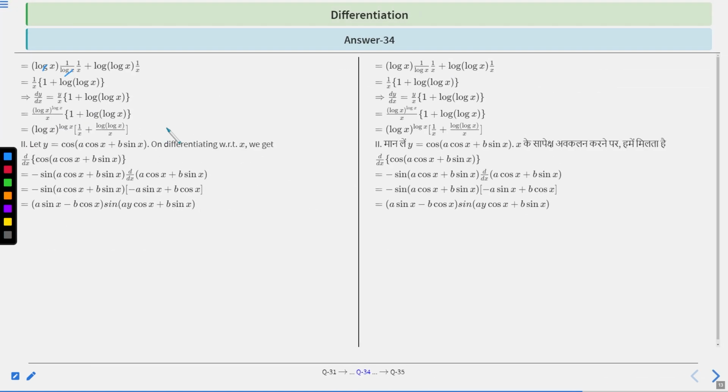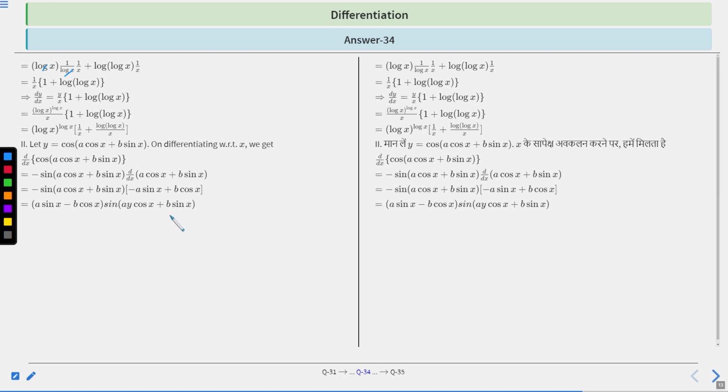Now let's verify statement 2. Let y is cos of a cos x plus b sin x, right? As given. Now on differentiating with respect to x, we get d/dx of cos of a cos x plus b sin x is equal to minus sin of a cos x plus b sin x into d/dx of a cos x plus b sin x, right? We have applied the chain rule, which is equal to minus sin of a cos x plus b sin x into minus a sin x plus b cos x, which is equal to a sin x minus b cos x into sin of a cos x plus b sin x.